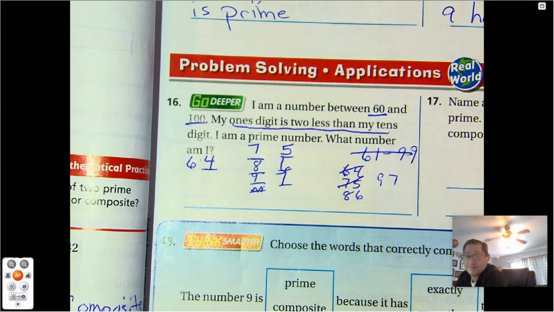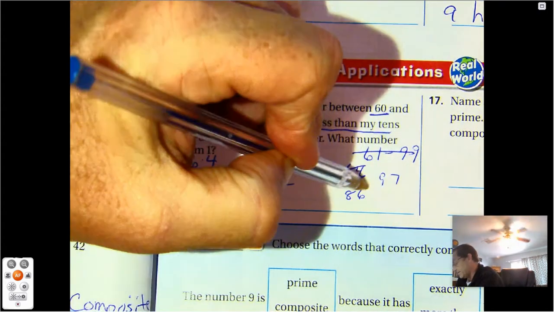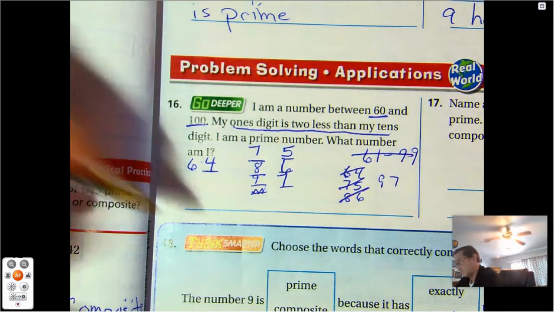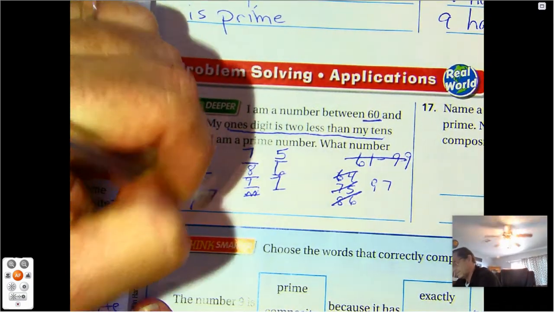86. 86 is not prime. 1, 2, and at least 86 because 86 is even. Well, that only leaves me one choice: 97. So 97 is my number.